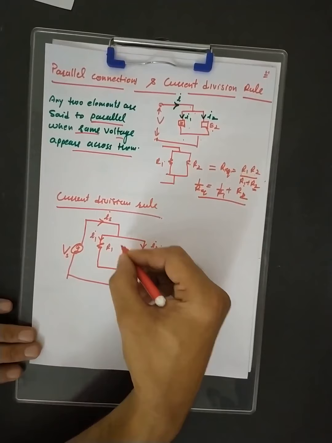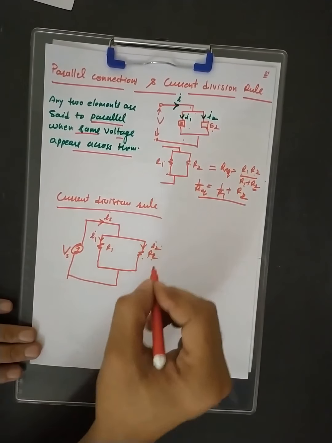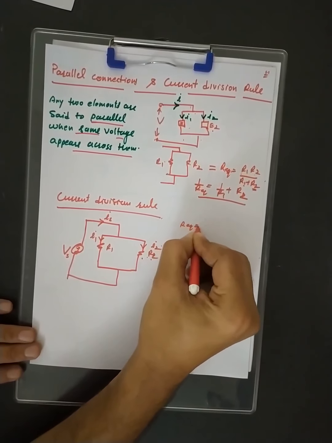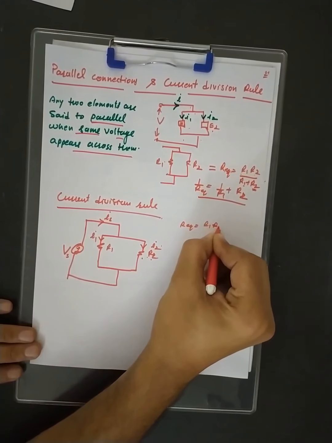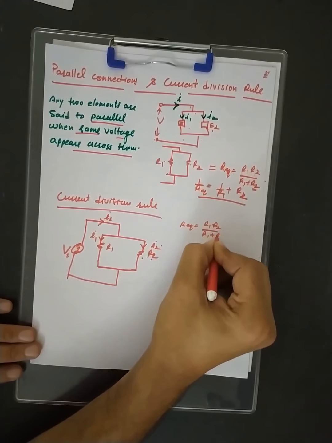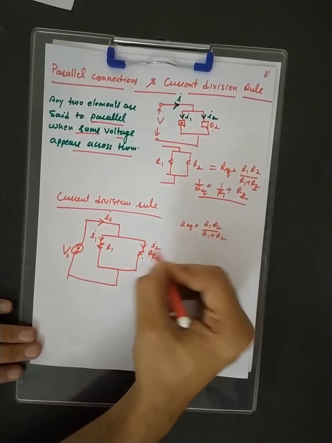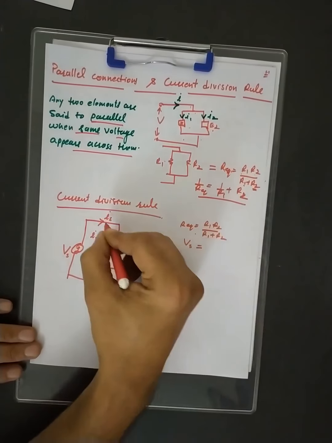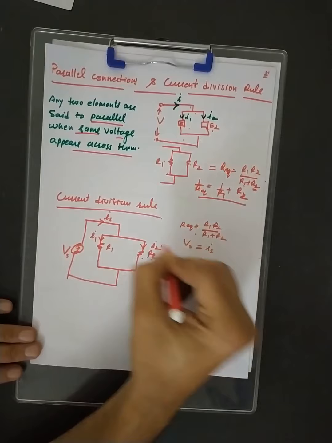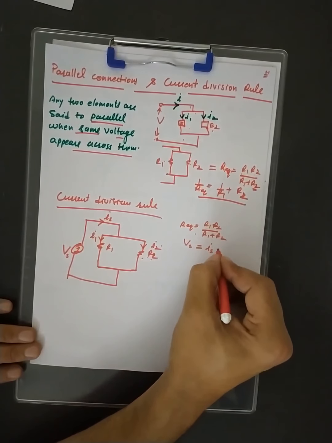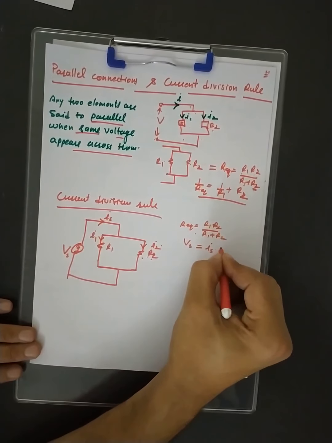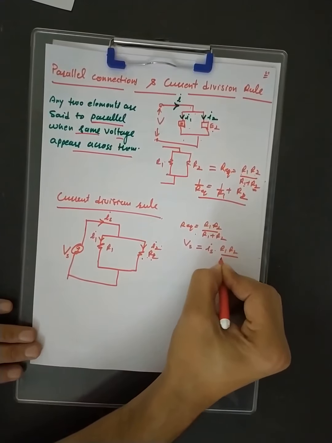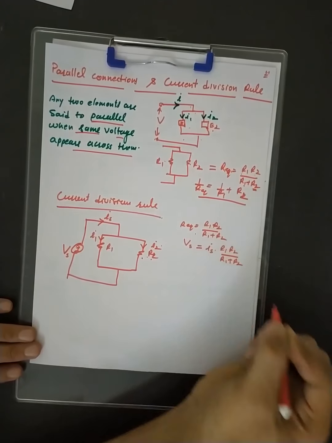So let me solve this one for you. These are parallel, so R equivalent is equal to R1 into R2 upon R1 plus R2, right? Resistance is known to us. So what is the value of voltage? Suppose Is is the current flowing in the circuit. Voltage is current into resistance, that is Is into R1 R2 upon R1 plus R2.